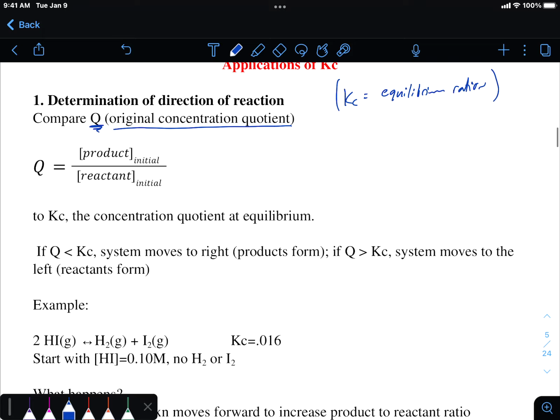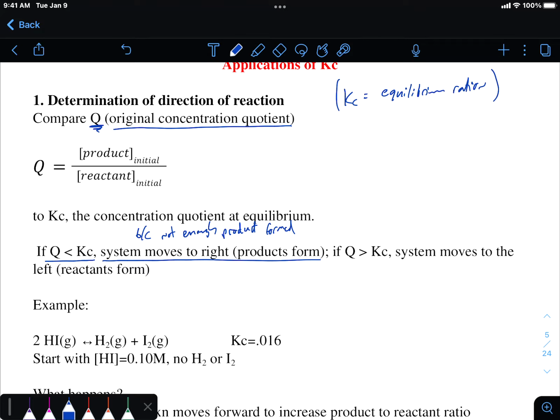So, what do we do with this value once we solve for Q? If we plug in initial concentrations, if Q is less than Kc, that means the system is going to make more product. It's going to move to the right. And the reason is that there's not enough product formed. Reactants that are capable of equilibrium will get to equilibrium. So if the current ratio of product to reactant is too low, you just got to wait. The reaction will get there.